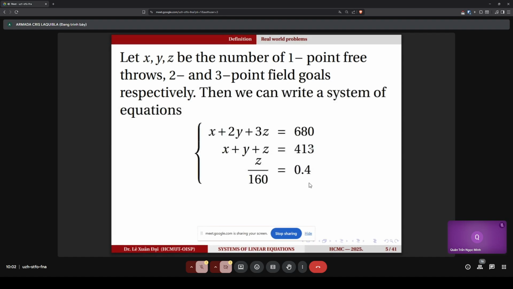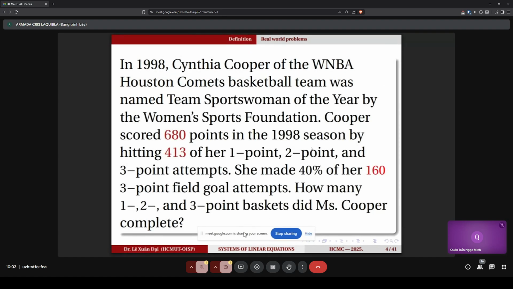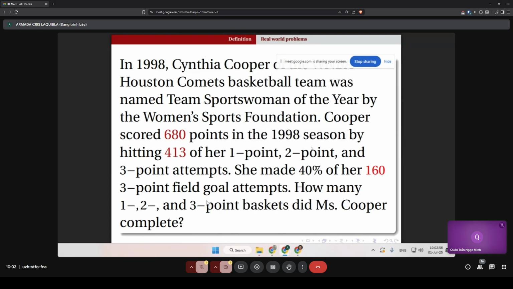So the question is, how many 1, 2, and 3 point baskets did Miss Cooper complete? So we're going to solve for x, y, and then z there.